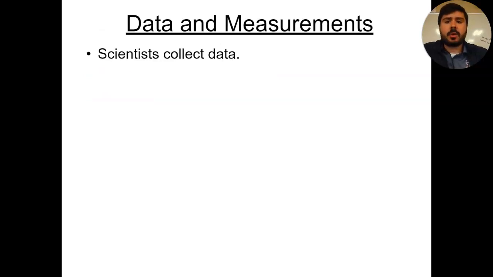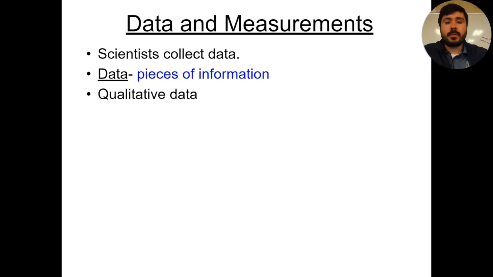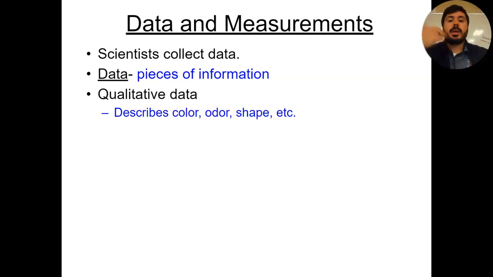Data and measurements. First and foremost, scientists are always collecting data, right? Just like you guys did in the lab environment, they're always collecting data. Data are just basic pieces of information, and you can break data down into a couple different things. Qualitative data being things like describing colors, describing odors, describing shapes, etc.